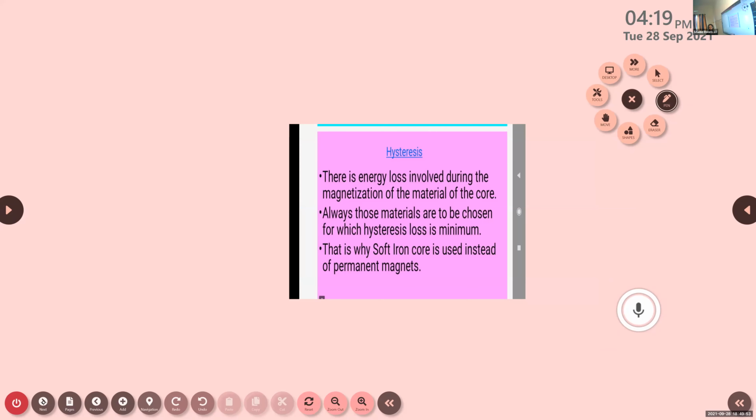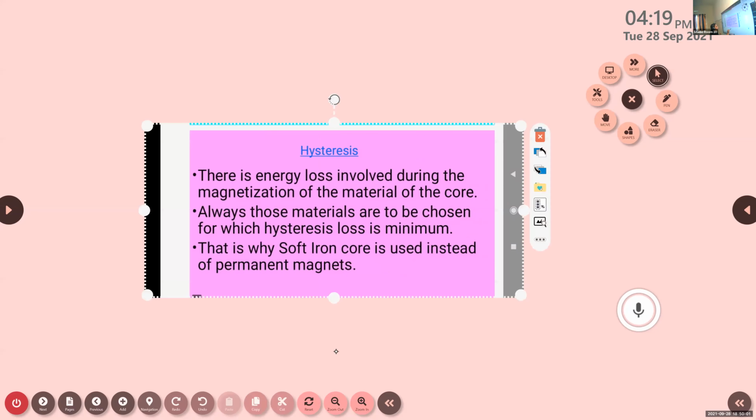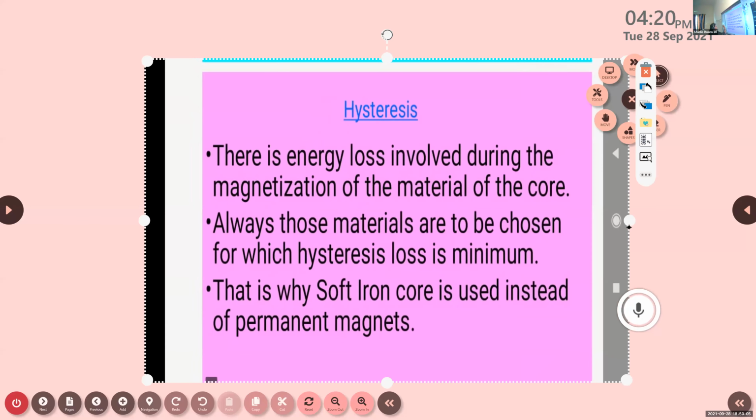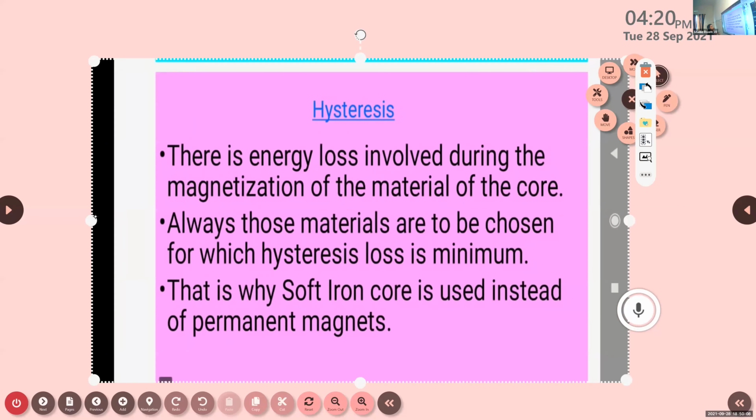The next energy loss that can occur in transformers is hysteresis. Actually, hysteresis is a term associated with the magnetic field, the magnetic effect of electric current. Okay, hysteresis.